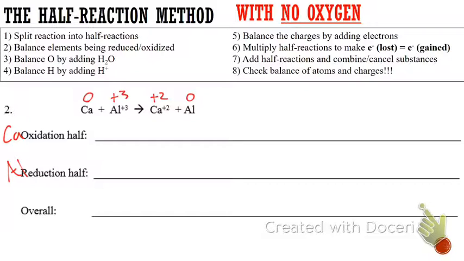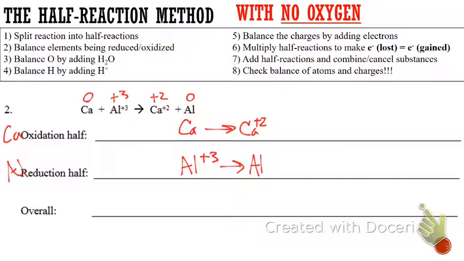So now let's pull those pieces apart, remembering to start this in the middle of my line because these are going to get a bit big. Aluminum starts as a +3 and then just goes to normal, boring aluminum. Okay, balance elements that are being reduced or oxidized. Well, that's nice of it. They're already balanced. I have one of each.